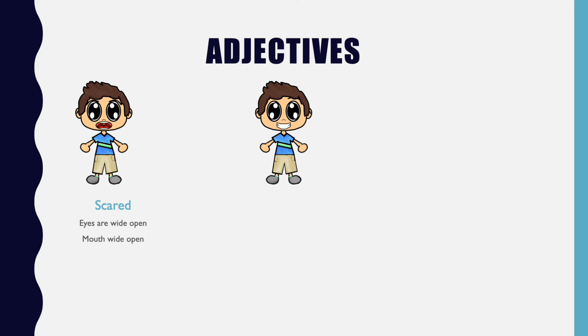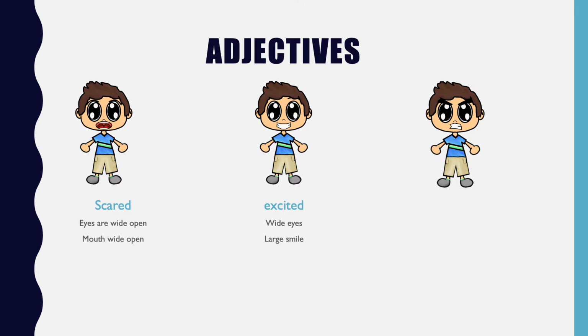In this second picture, we see a boy who also has large wide eyes, but I also see that he has a large smile. I know he is probably happy or excited. In this last picture, we see a boy who has a frown. I know he has a frown because his eyebrows are inward or going down. I also see that his lips are getting smaller. So that makes me think he is angry.